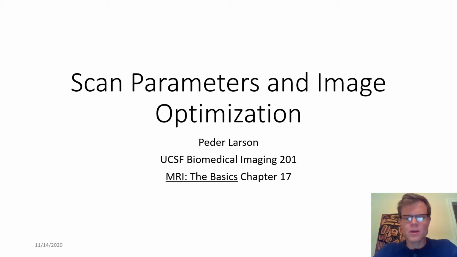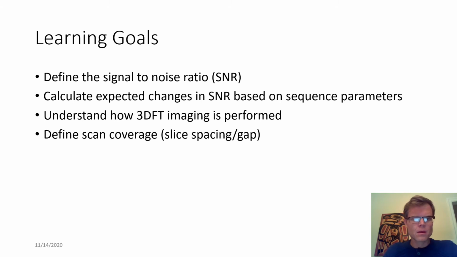Okay, welcome to the lecture for MRI the Basics, Chapter 17, Scan Parameters and Image Optimization. So our goals for this chapter, which was relatively short like the previous, but covers some fundamental and really powerful concepts: the concept of signal-to-noise ratio, or SNR.